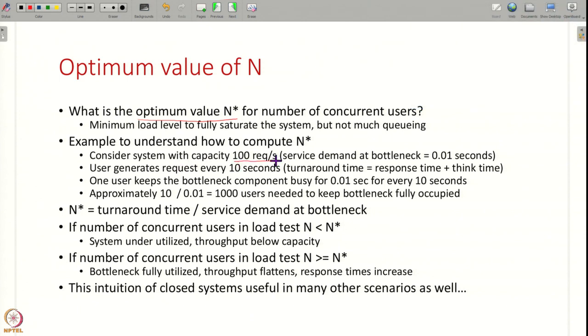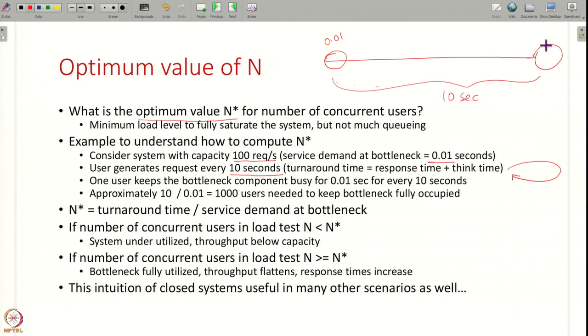What does this mean? This means that the bottleneck takes 0.01 seconds to service each request. Now suppose the turnaround time of your users in this system is 10 seconds. That is, the user makes a request, gets a response back, and before he makes the next request, this gap between requests is 10 seconds. So what is happening at the bottleneck? The bottleneck has handled a request for 0.01 seconds from one user. Then there is a gap of 10 seconds before this user comes once again to the bottleneck and consumes 0.01 seconds at the bottleneck, right.